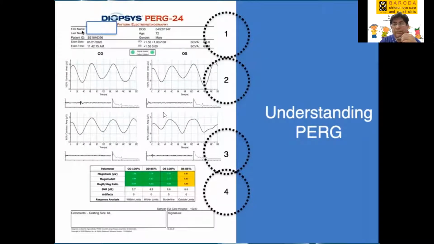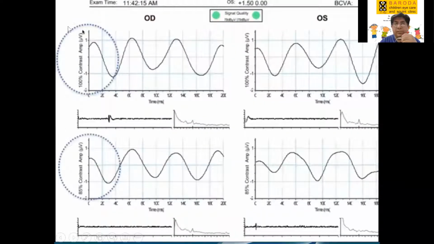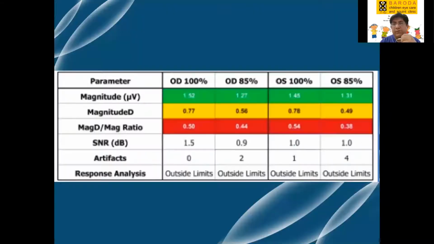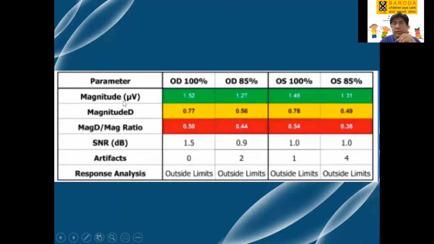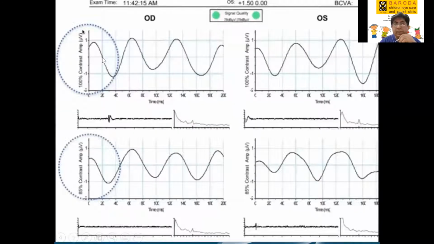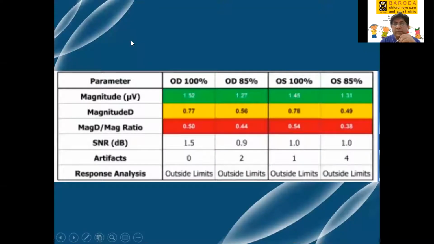And so this is the first waveform that you will see in the report. This is the normal sinusoidal pattern. Basically, this particular waveform is a replication of multiple waveforms, and the variability in those multiple waveforms can be seen in magnitude D. So these are the report numbers that we get. The first thing is magnitude. Magnitude is nothing but the magnitude of this particular wave from the lowest point to the highest point. So that is the magnitude.